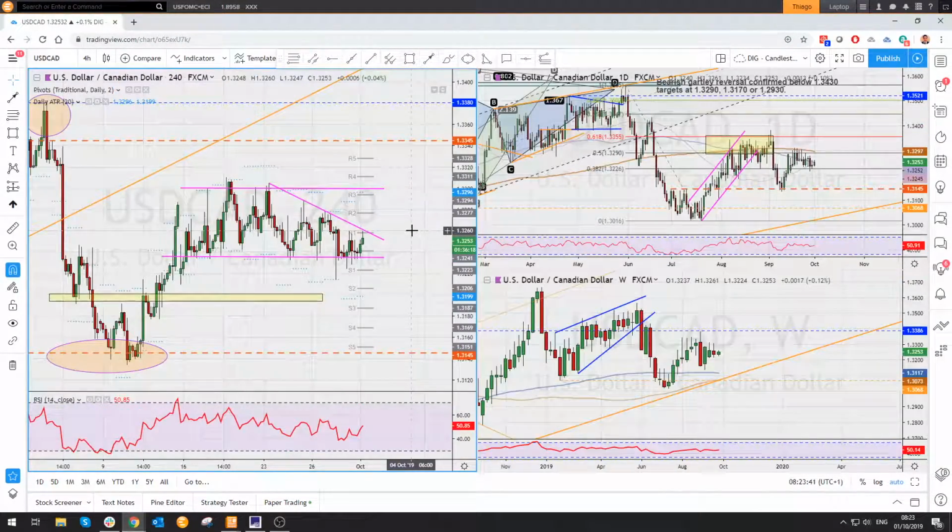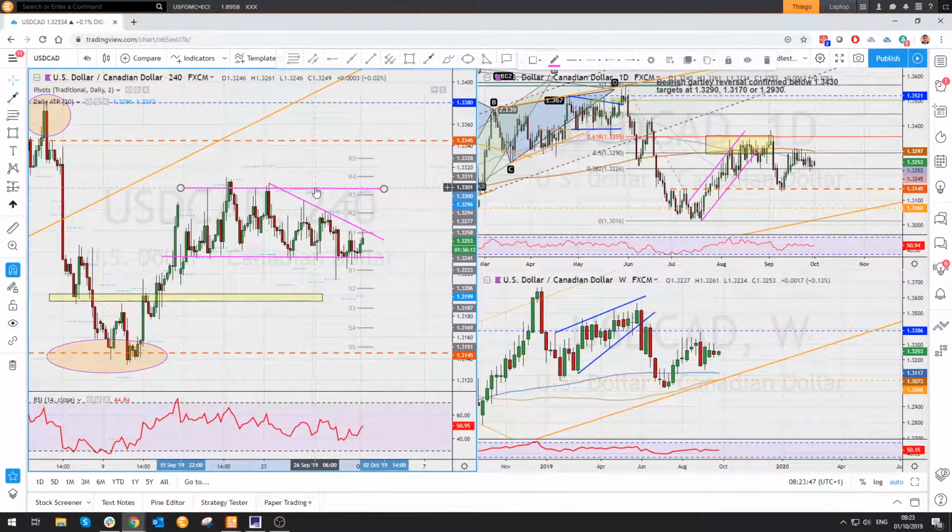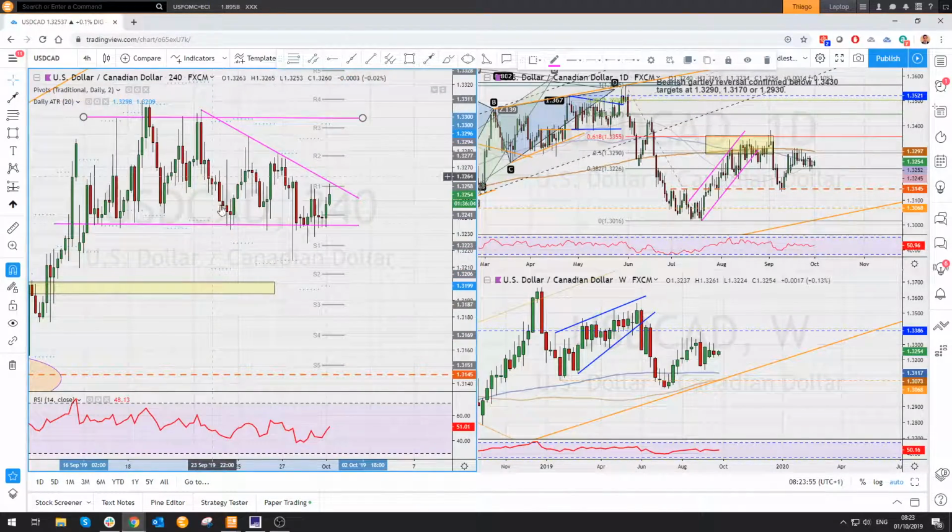Dollar Canadian, look, it looks like a triangle now, right? I will keep this upper line here because it has been serving well, we haven't broken yet, so I can leave it there. But it looks like a very clear triangle here, like a wedge, isn't it?